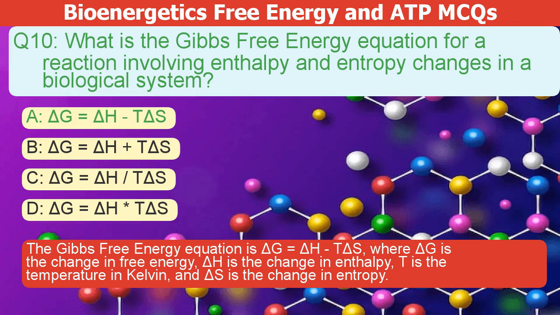The Gibbs free energy equation is delta G equals delta H minus T delta S, where delta G is the change in free energy, delta H is the change in enthalpy, T is the temperature in Kelvin, and delta S is the change in entropy.